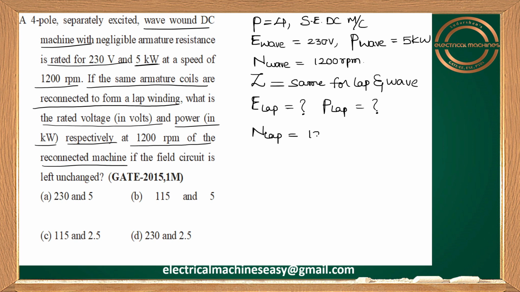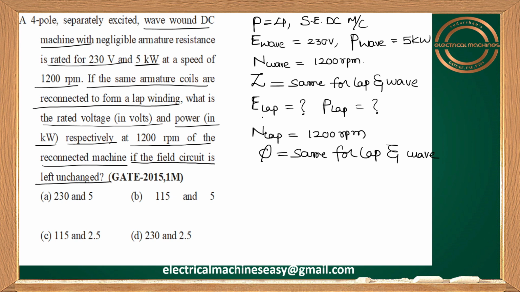1200 rpm, same as that of wave winding. And one more thing he mentioned: the field circuit is left unchanged. Try to understand, guys. Whatever DC supply is given to the field winding in a separately excited DC machine, if the field circuit is left unchanged, what is the meaning of that? Flux remains the same. Flux is the same for lap and wave. For lap winding as well as for wave winding, the flux is the same.